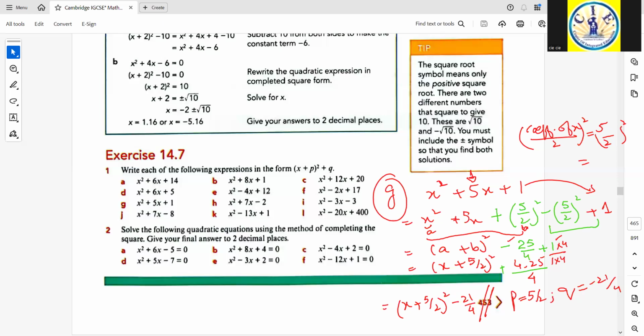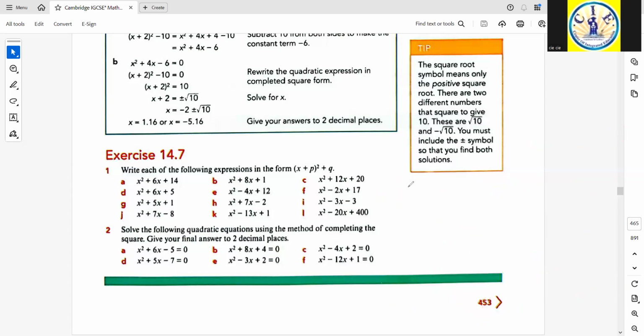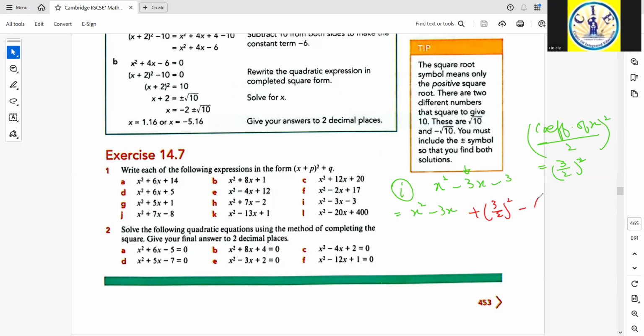Let me do its next part. Let it be part I, for example, x squared minus 3x minus 3. X square is the same, the second term is the same, no change in that. So again, the coefficient of x divided by 2 and its whole square. In this case, the coefficient of x is 3. So 3 by 2 whole squared. That's what I need to add and subtract. 3 by 2 whole squared added as well as subtracted. Then finally this negative 3 would be there.